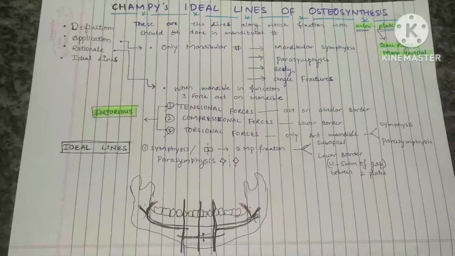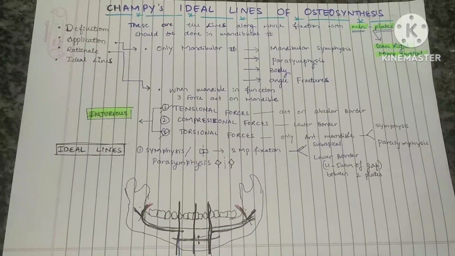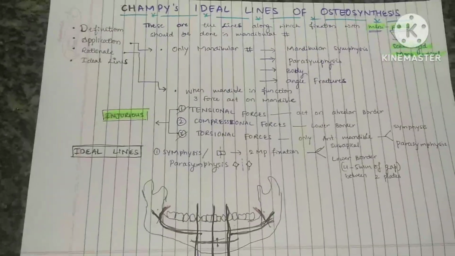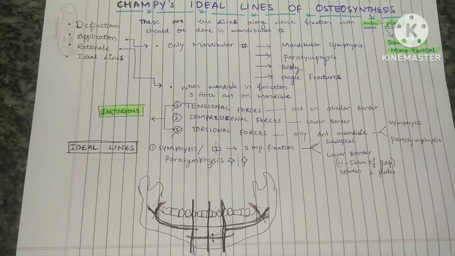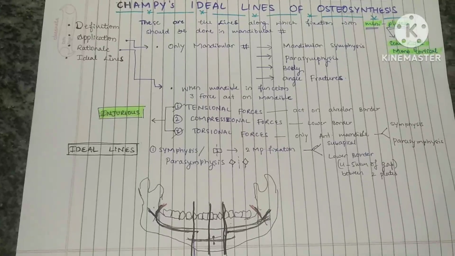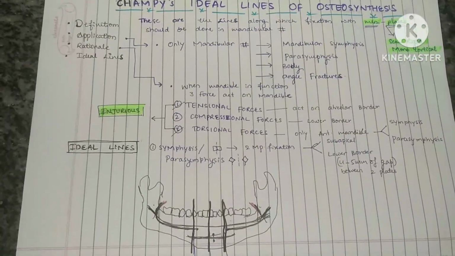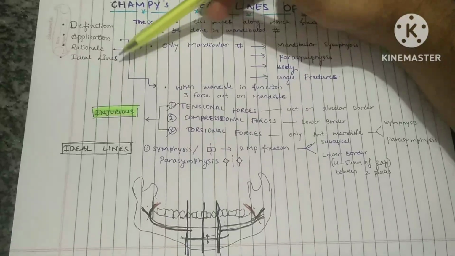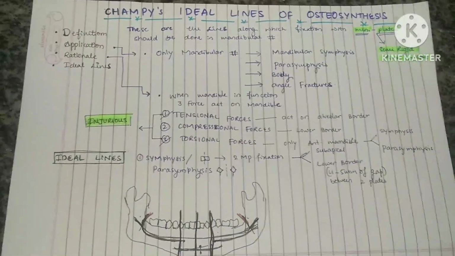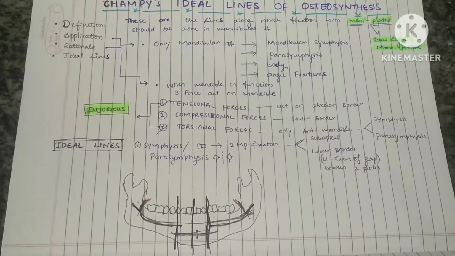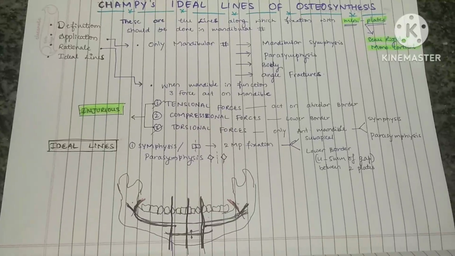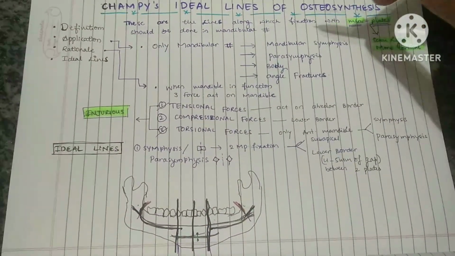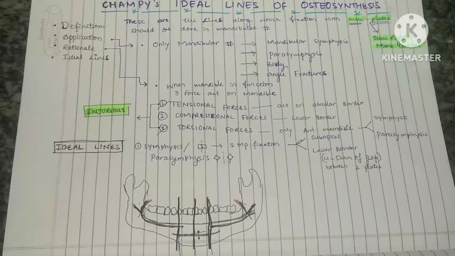Hello friends, today in this lecture we'll be discussing the topic called Champy's lines, or Champy's ideal lines of osteosynthesis, under the topic of mandible fracture. We'll be studying this under the headings of definition, application, rationale and the ideal lines. Coming to the definition, these are the ideal lines along which the fixation with mini plates should be done in mandible fracture.